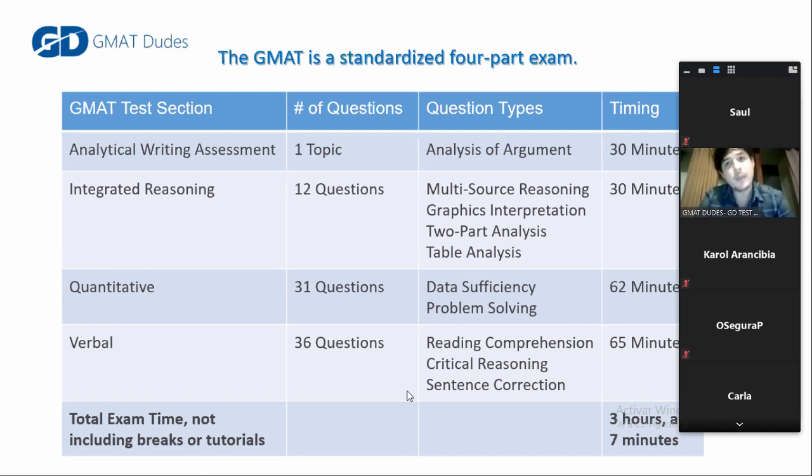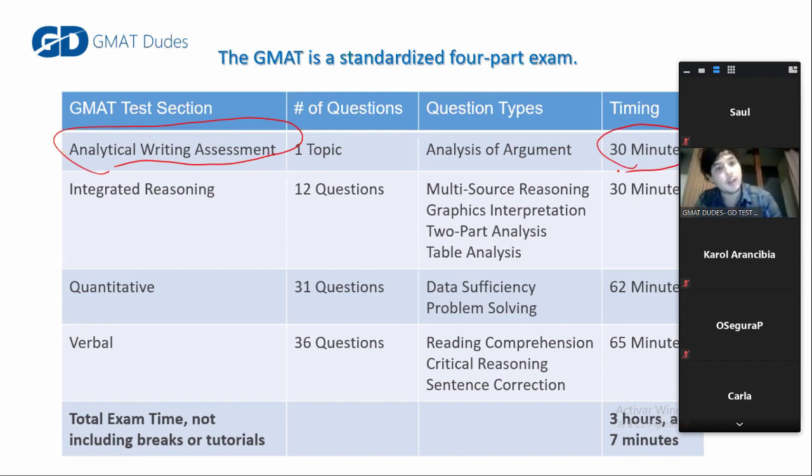Now, the GMAT is divided into 4 sections, as you can see them on my screen. Check them out. Perfect. So the first section of the GMAT is known as the essay section, officially known as the analytical writing assessment. For this section, you're going to have to write an essay, and for that essay, you're going to be given 30 minutes.